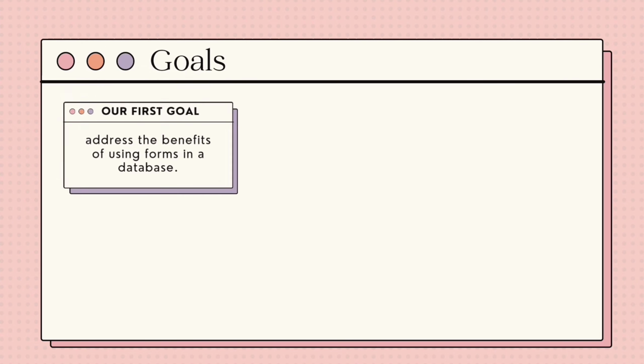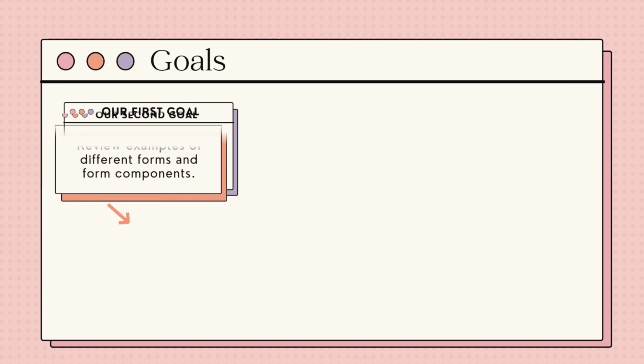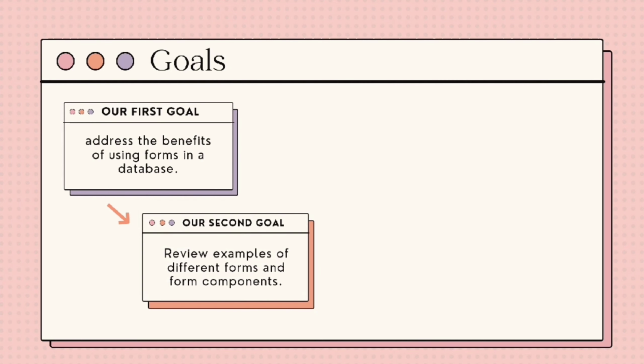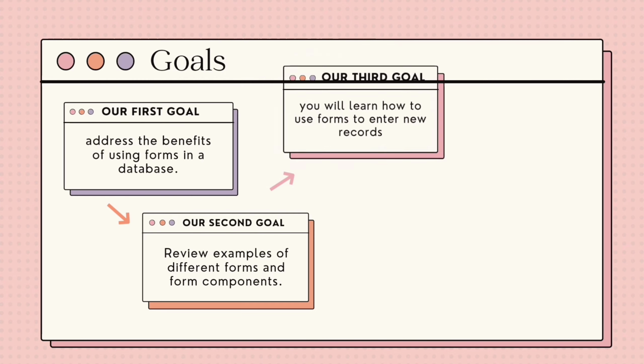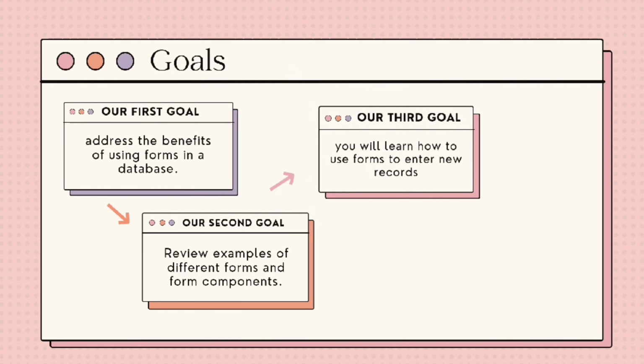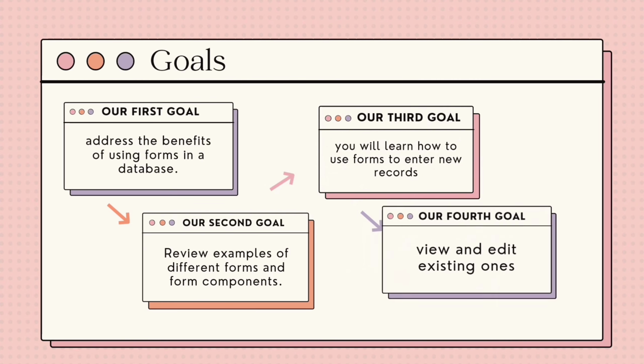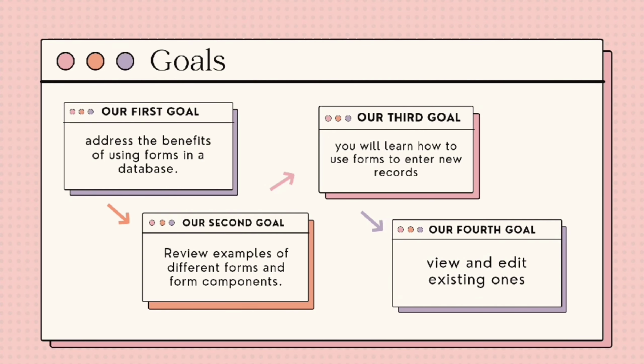So now, hopefully, with this discussion, we can meet all of our 4 goals. Number 1, address the benefits of using forms in a database. Number 2, review examples of different forms and form components. Next, we have learning how to use forms to enter new records. And lastly, we have learning how to view and edit existing ones.